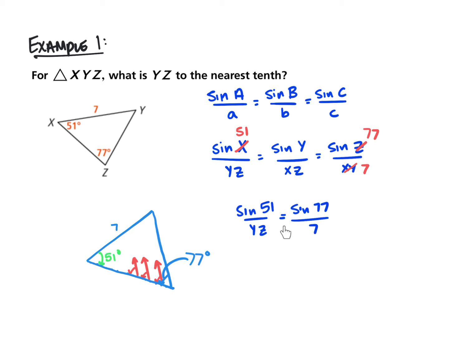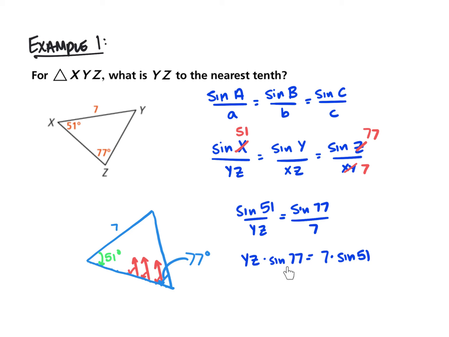Now what I can do is cross multiply because I only have one unknown in this equation now. This is a proportion with only one unknown. So I can cross multiply to try and solve for that unknown. So I'm going to do that next. I'm going to have YZ times sine 77 equaling 7 times sine 51.